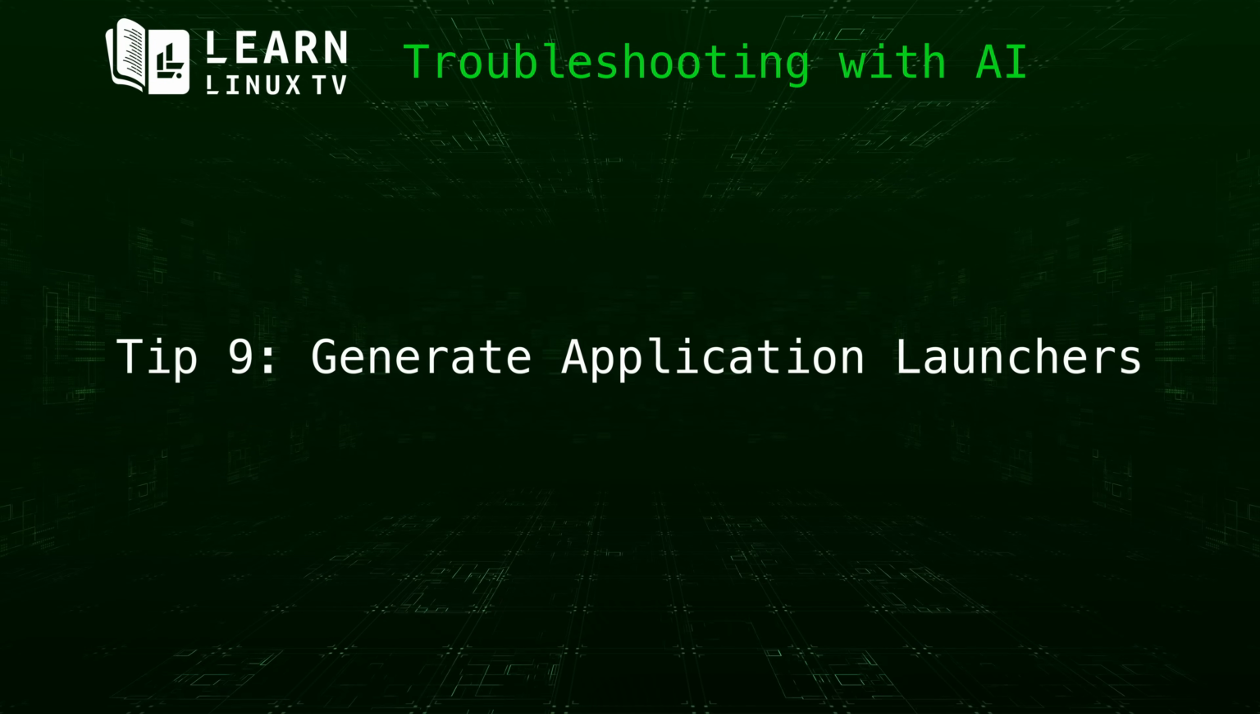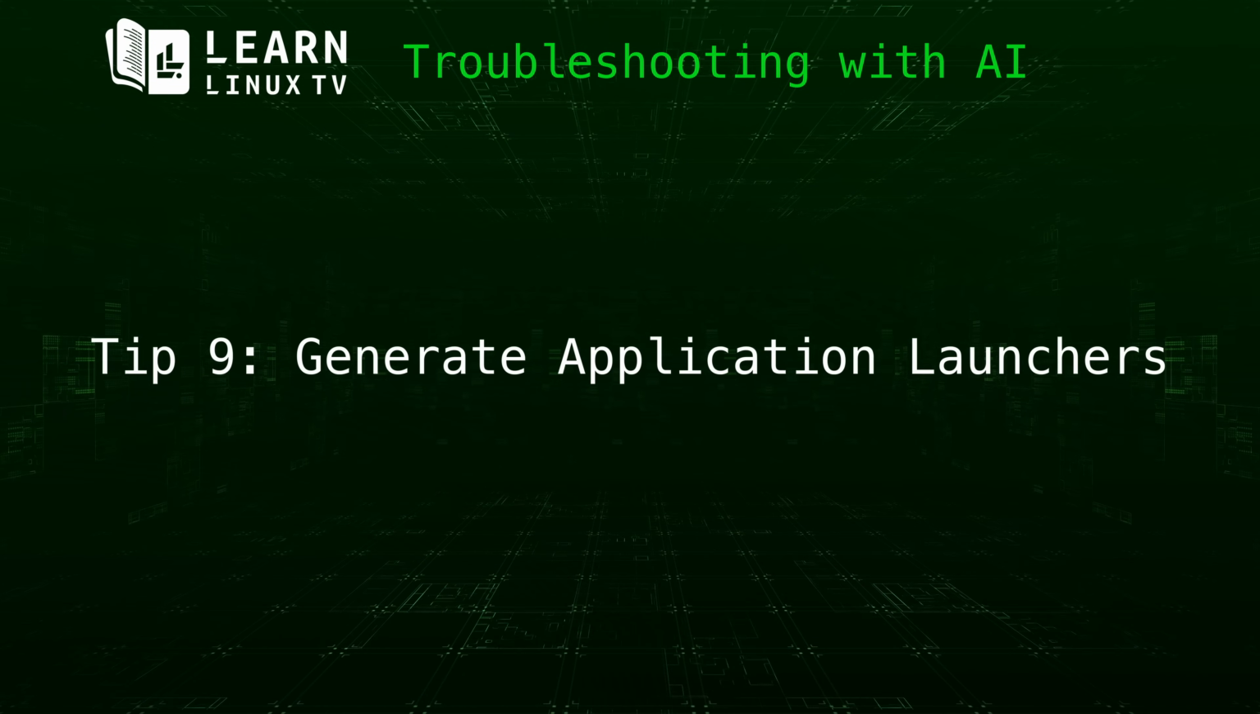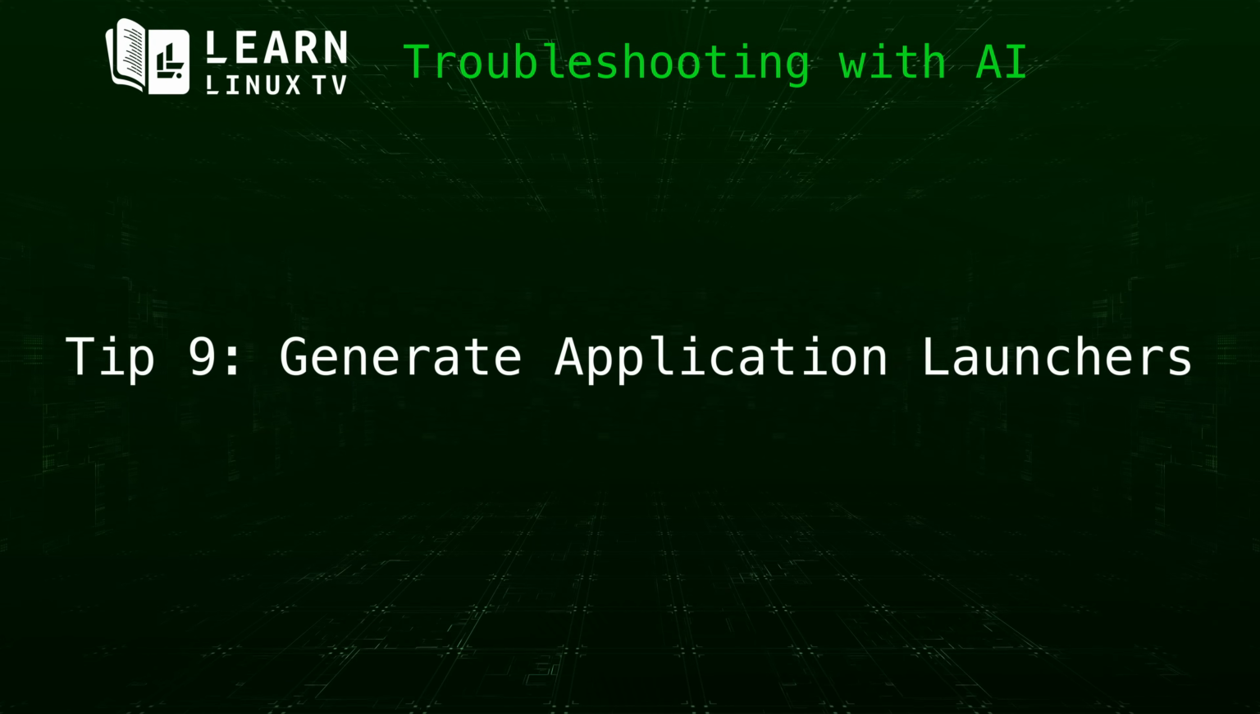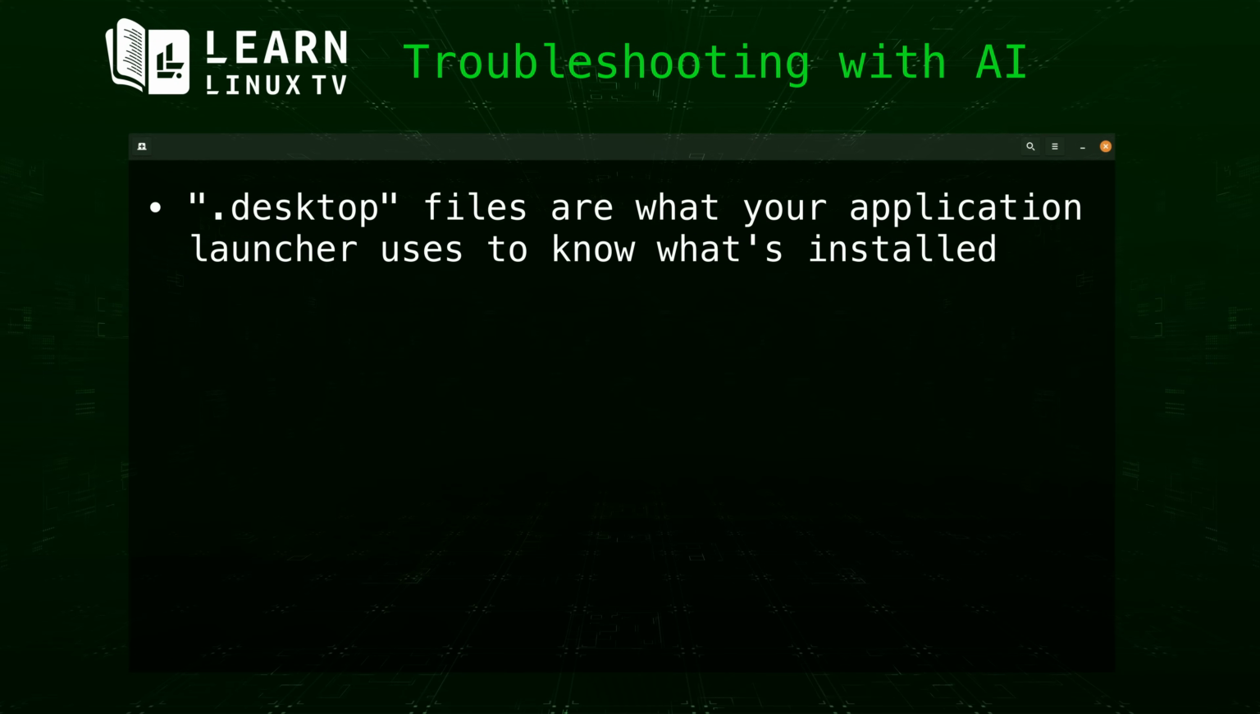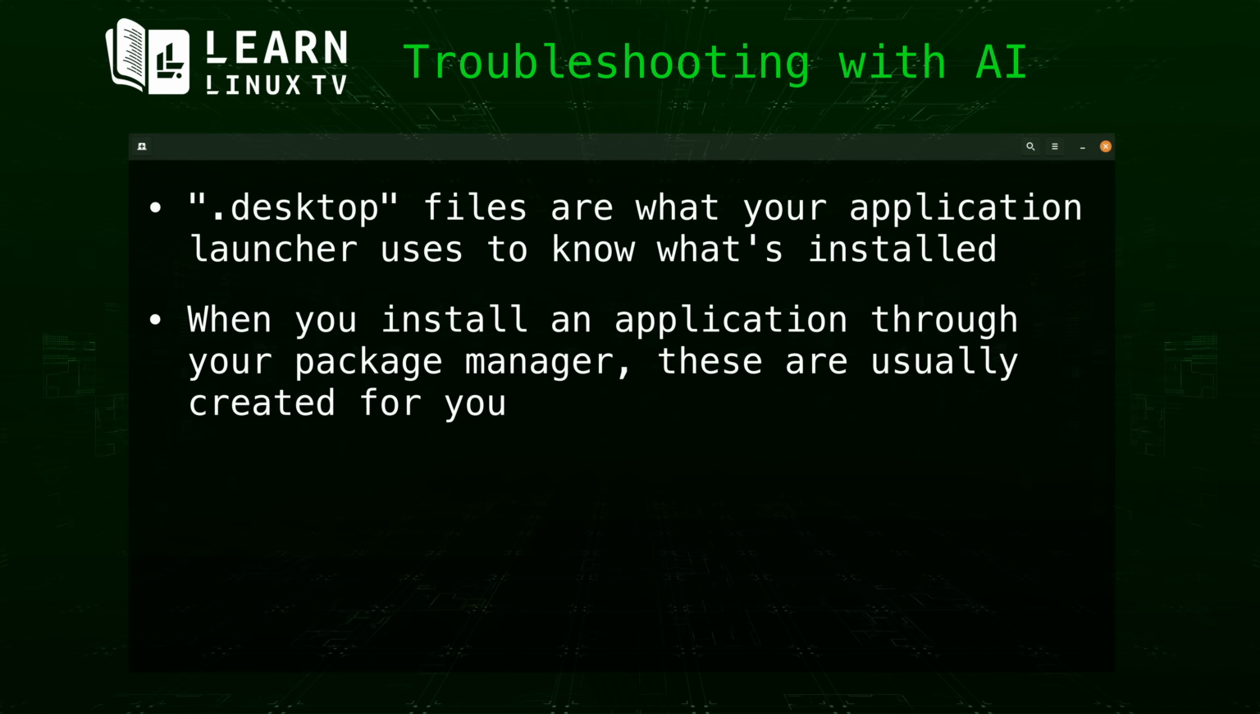Next, let's talk about desktop files. You can actually use AI to generate these files. Now, if you haven't ever heard of a desktop file before, they're files that end with a .desktop extension, and they're used to launch graphical applications within a Linux desktop environment such as GNOME or KDE. Now, most of the time, you'll never have to work with these directly, since they're often included automatically when you install an app on Linux.